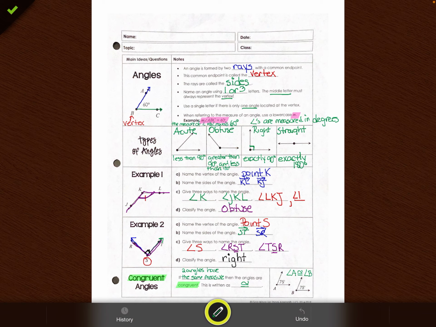All right, keep that out. We're going to do a little practice with that, naming angles, naming the sides, finding some rays. And so you may want to keep that out so that you can refer to it. And as always, if you ever have a question, please don't hesitate to ask myself or Mrs. Witcher.